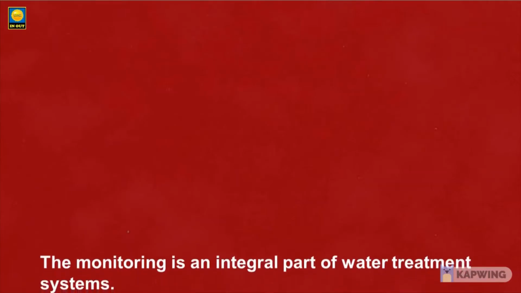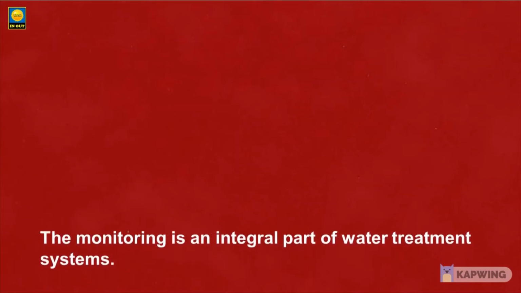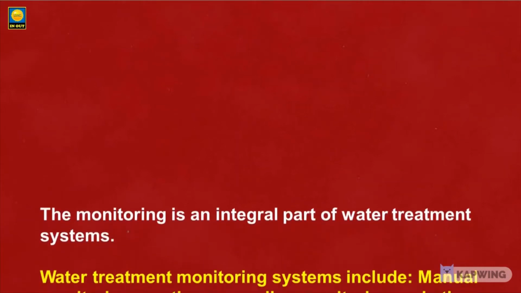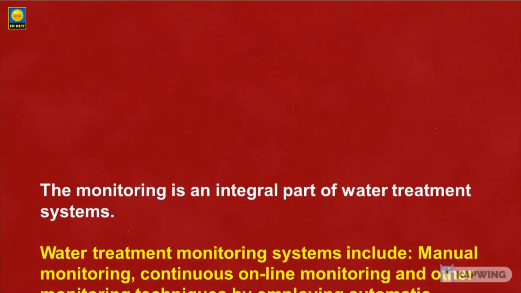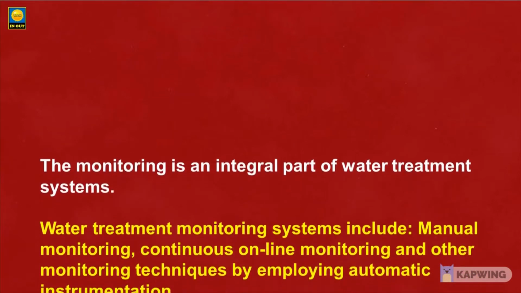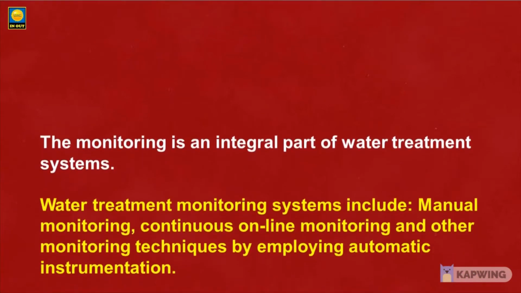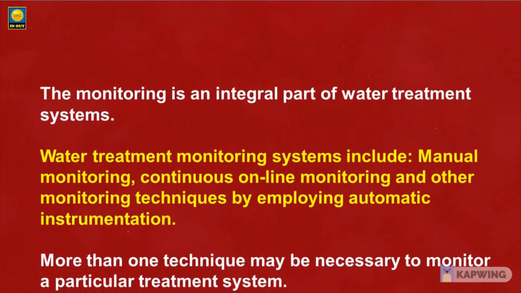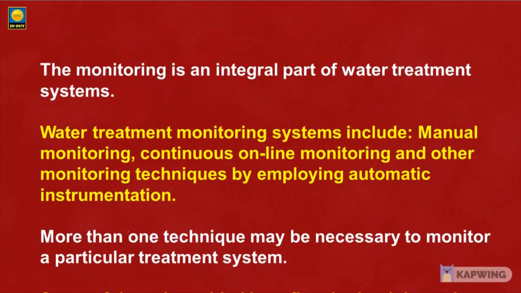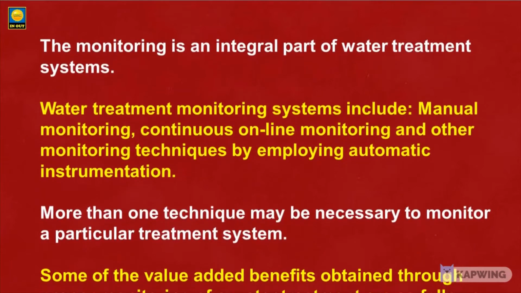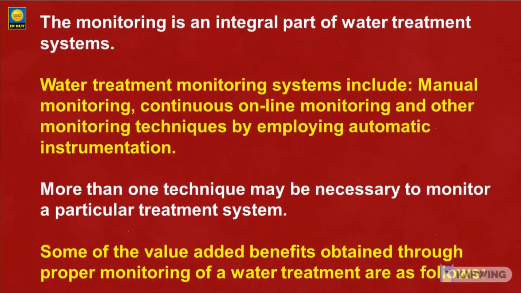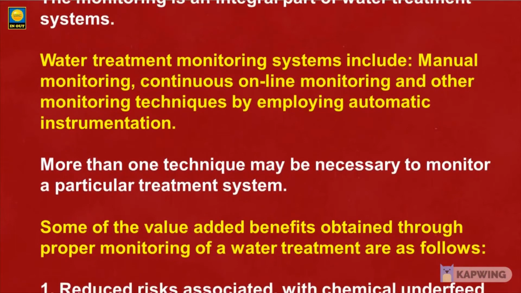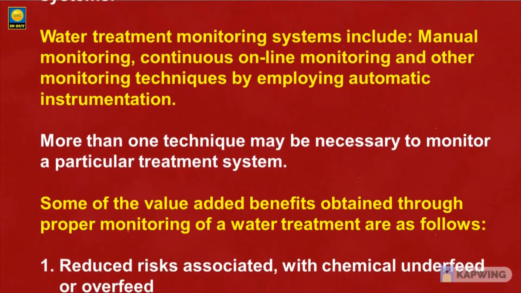The monitoring is an integral part of water treatment systems. Water treatment monitoring systems include manual monitoring, continuous online monitoring, and other monitoring techniques by employing automatic instrumentation. More than one technique may be necessary to monitor a particular treatment system. Some of the value-added benefits obtained through proper monitoring of a water treatment are as follows.